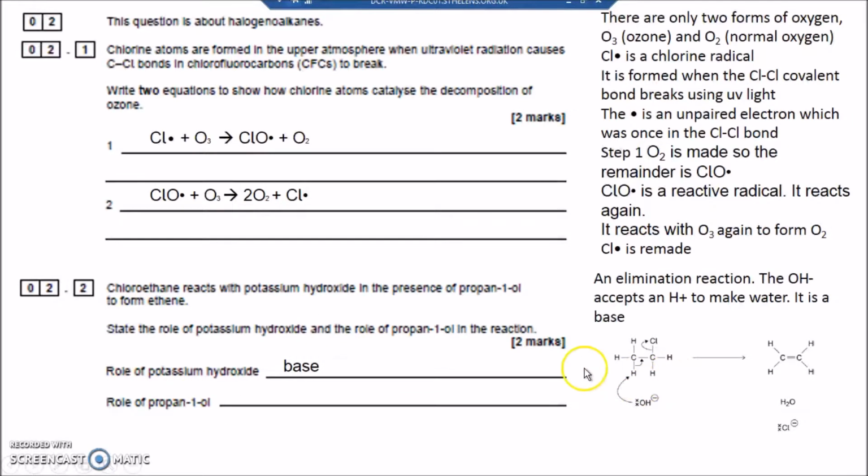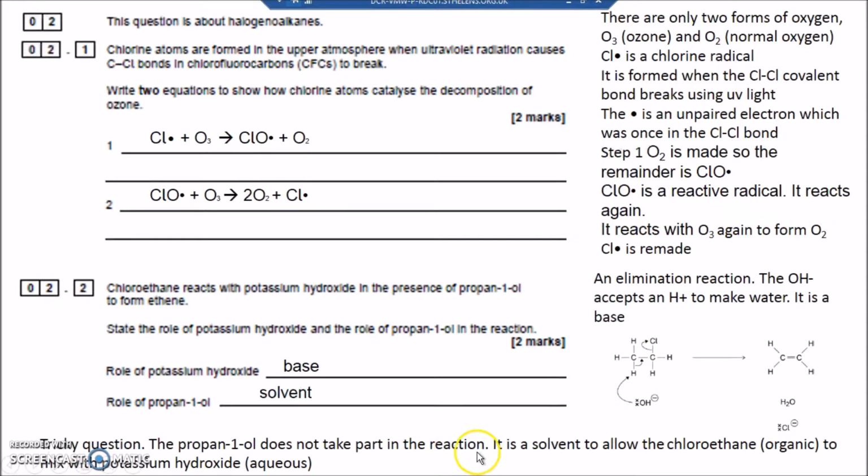What's the role of the propan-1-ol? Well, the propan-1-ol doesn't appear here at all. So what's the role of the propan-1-ol? You might think it's a catalyst. It's a tricky question. It's actually not a catalyst. What it's actually doing is it's allowing these two chemicals to react together, because this chloroethane is not really soluble in water, and this is soluble in water, but they're both soluble in propan-1-ol. So it's a solvent. It's used to dissolve both chemicals to allow them to react together. A tricky question, that. It's allowing both of these chemicals to mix.